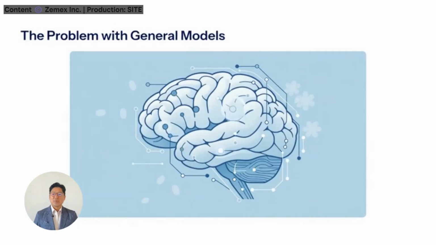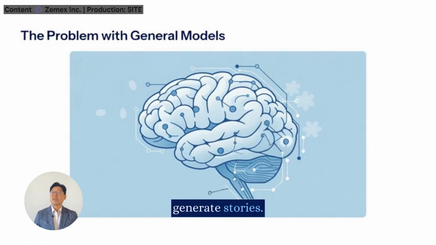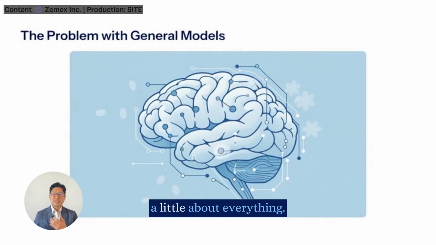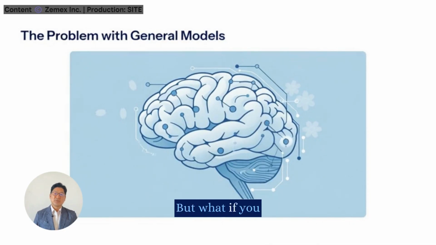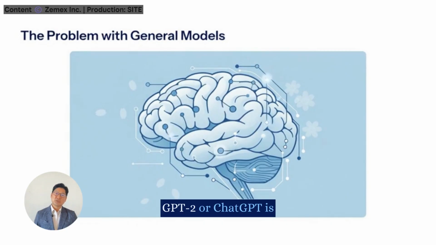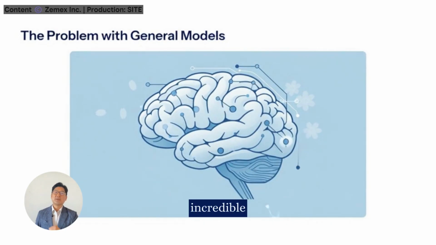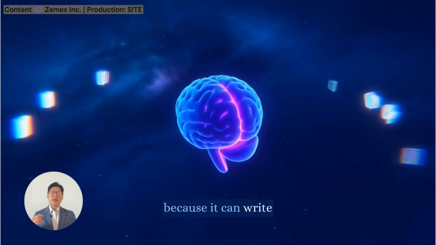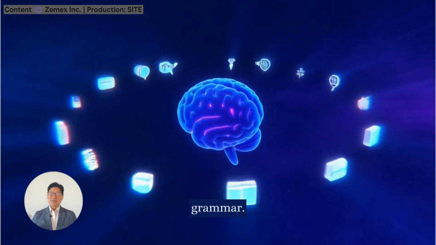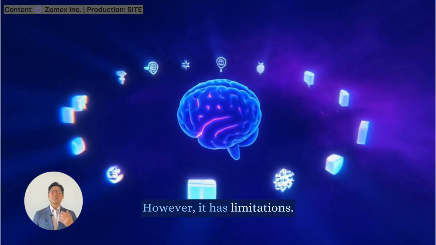In the last demo, you used GPT-2 to generate stories. GPT-2 is a general model. It knows a little about everything. But what if you need it for something specific? A general model like GPT-2 or ChatGPT is incredible because it can write about almost anything, knows general facts, and understands grammar. However, it has limitations.